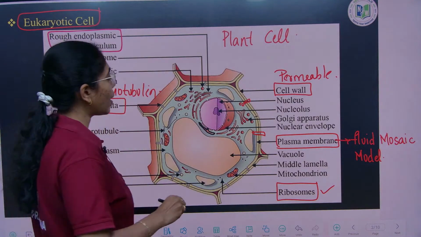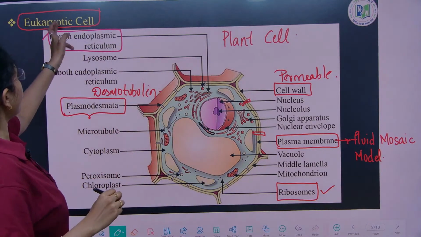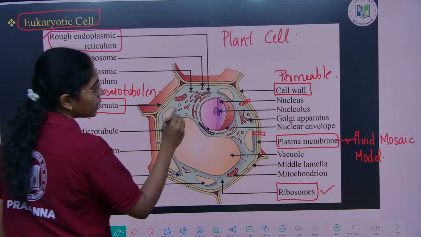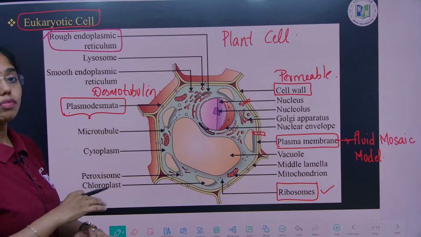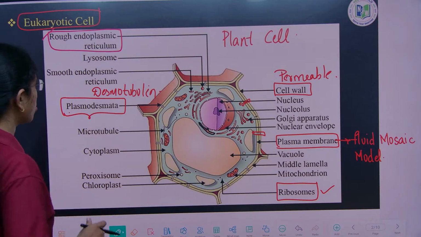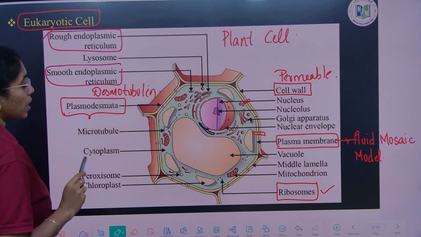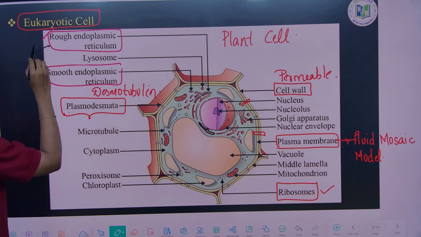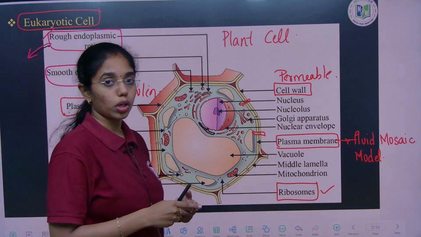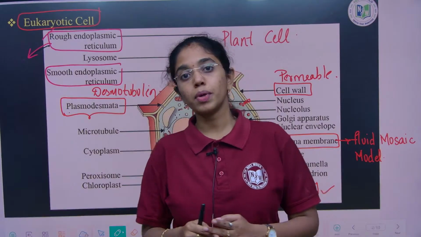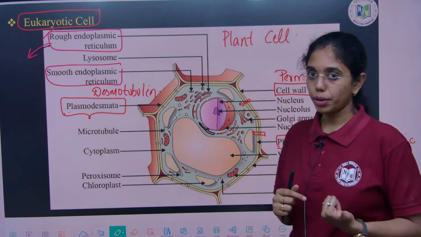Endoplasmic reticulum over which you find ribosomes is known as rough endoplasmic reticulum, and the endoplasmic reticulum which is free of any ribosomes is known as smooth endoplasmic reticulum. Remember, rough endoplasmic reticulum, as ribosomes are present, is involved in protein synthesis. Smooth endoplasmic reticulum is involved in lipid synthesis. This is the first single membrane bound organelle.